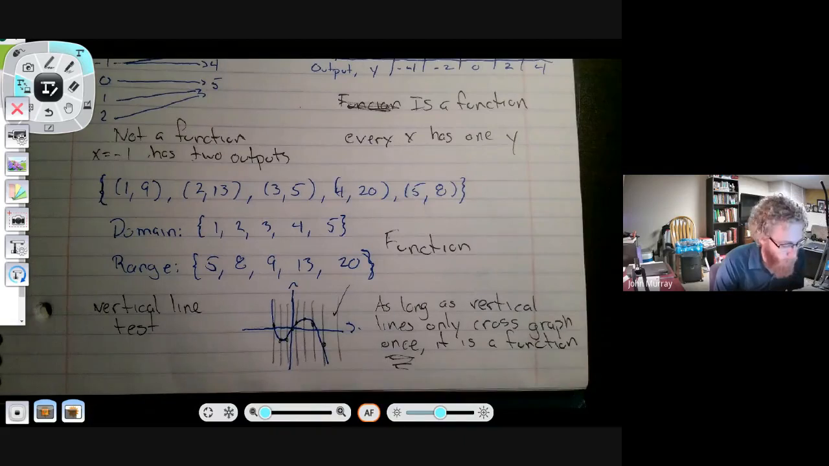So now, when we're given an expression, we can see a few different ways if it is a function or not.